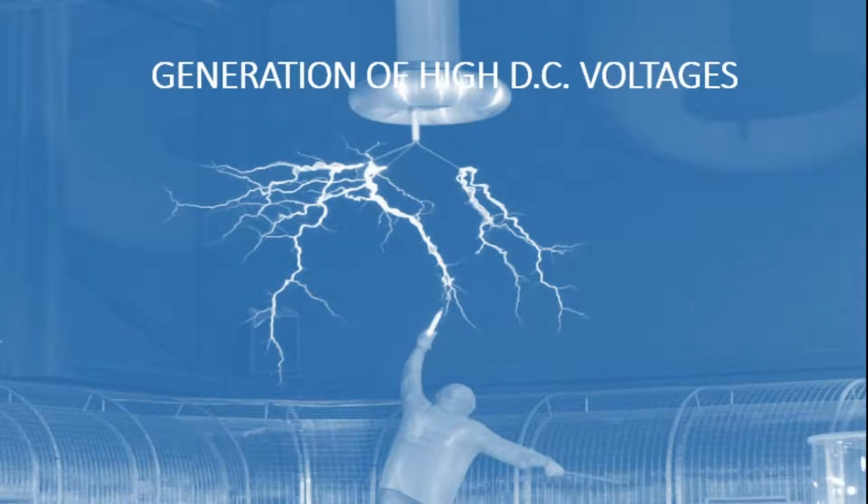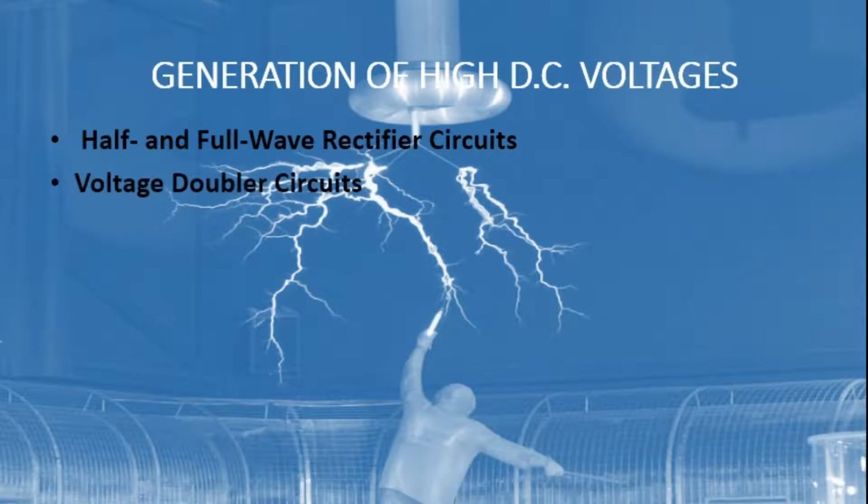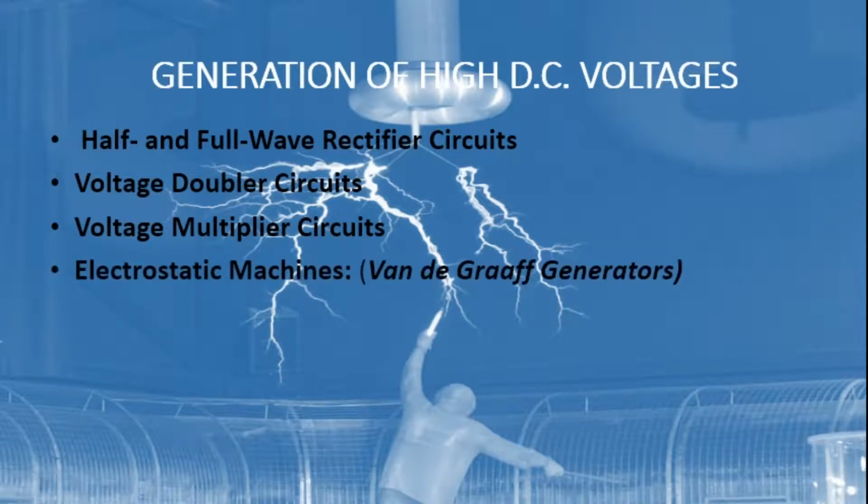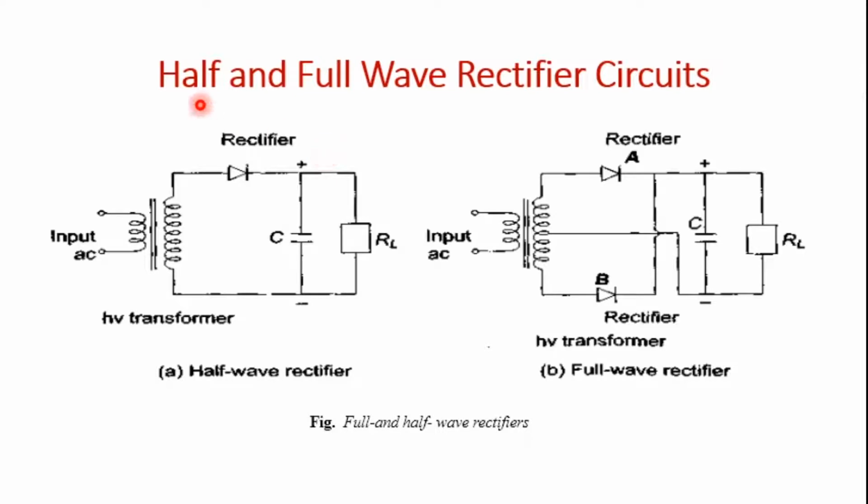Then we are going to look at different methods for the generation of high DC voltages. First is the half wave and full wave rectifier. Then we have the voltage doubler circuit. Then we will discuss the voltage multiplier circuit. Then we will discuss electrostatic machines, that is, Van de Graaff generators. Coming to the next concept, half wave and full wave rectifier devices.